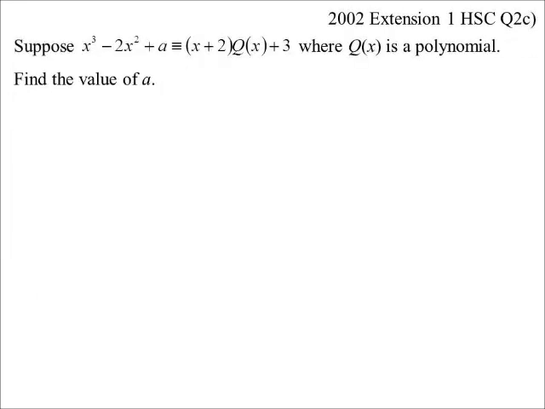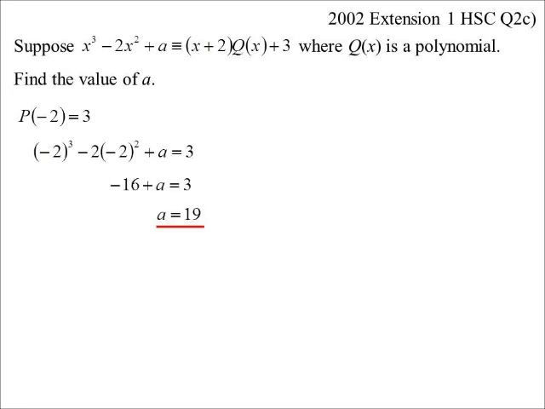So this time, we've got x + 2. The remainder is just a constant in this case, it's +3. Find the value of a. Well, we can substitute in any number we like into this, but there would be a smart one to substitute in, because of course we don't know what Q(x) is. So the one to substitute in would be to make that equal to 0, so that Q(x) disappears. So P(-2) is equal to 3. Subbing in, and eventually, there it is, a is 19. Okay, that's all there was to that question that year.